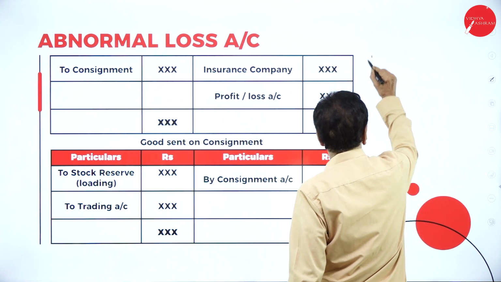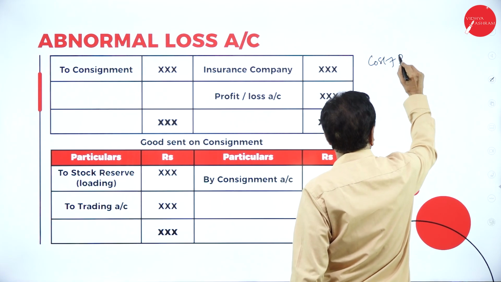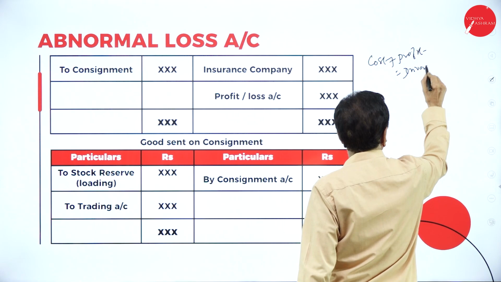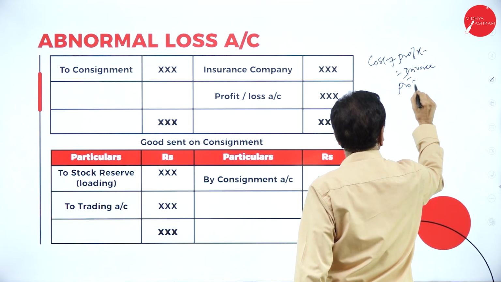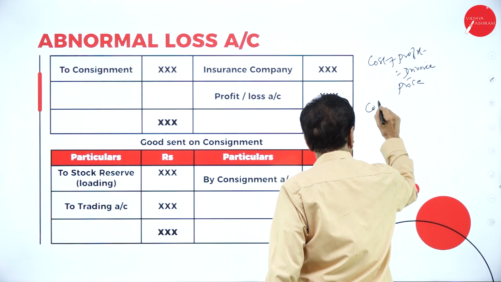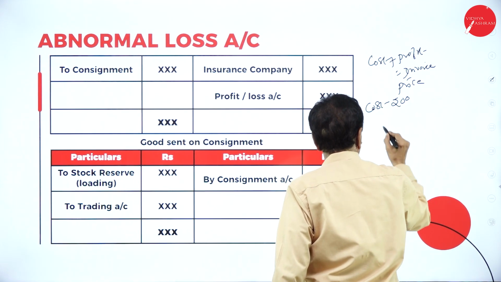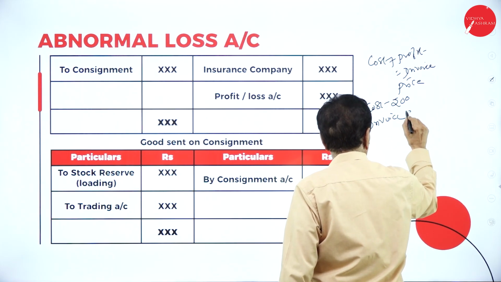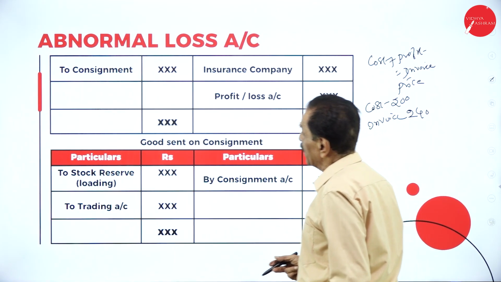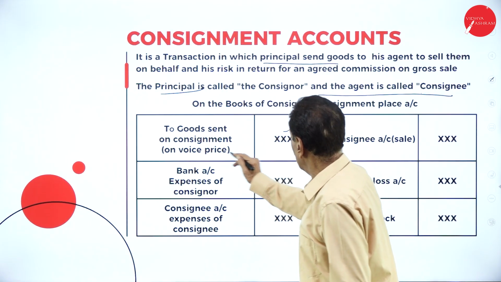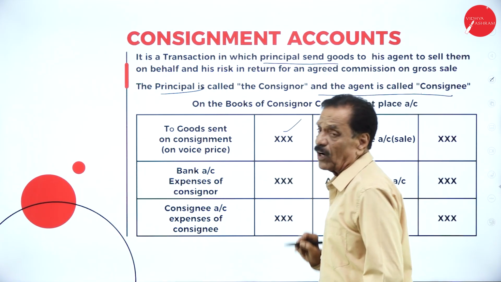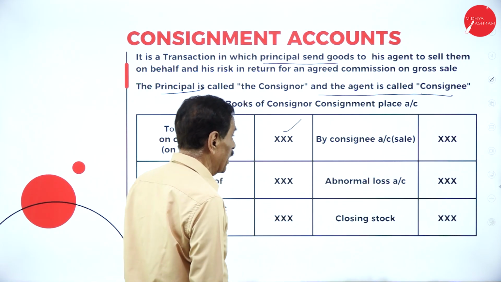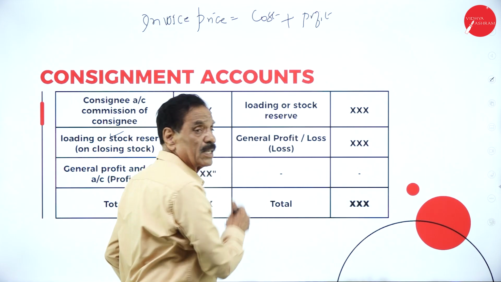Here, cost plus profit is equal to invoice price. Assume that cost is 200, invoice is 240. So you send the goods here, assuming goods sent on consignment account at 240. How much more? The 40 rupees, no? That 40 rupees will come here under the stock reserve, loading or stock reserve.